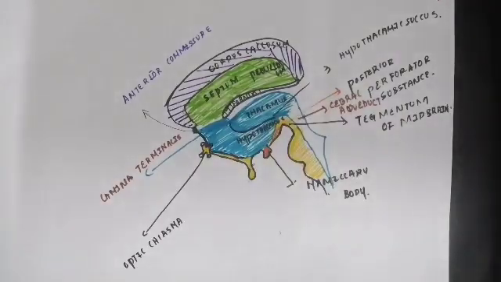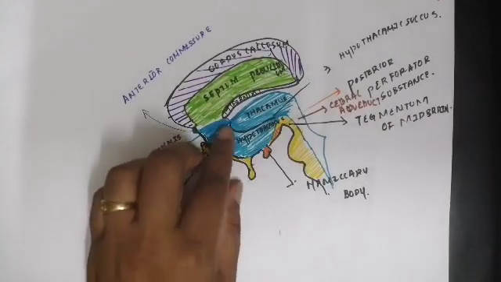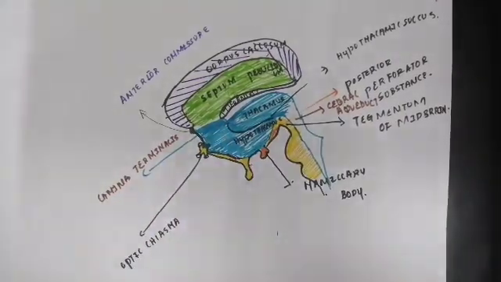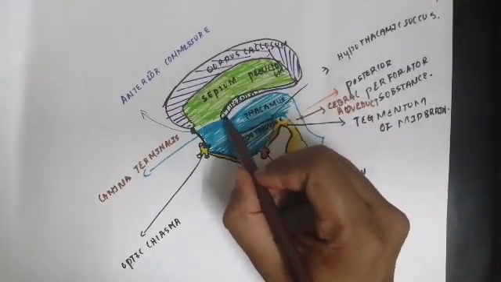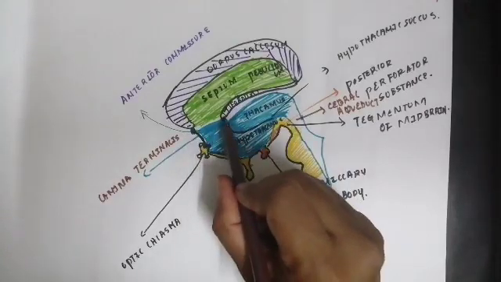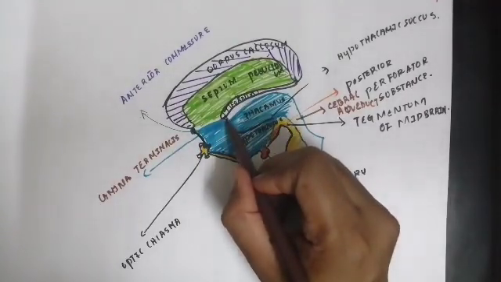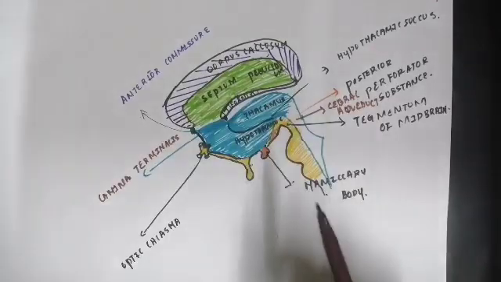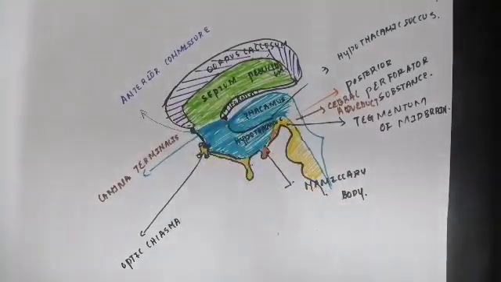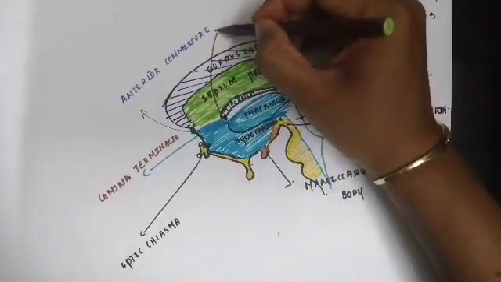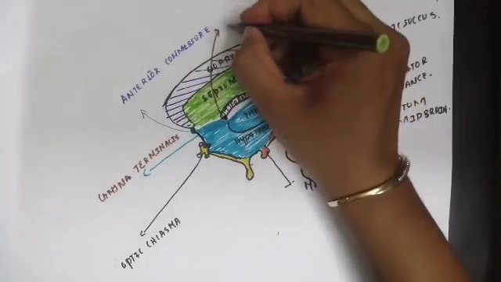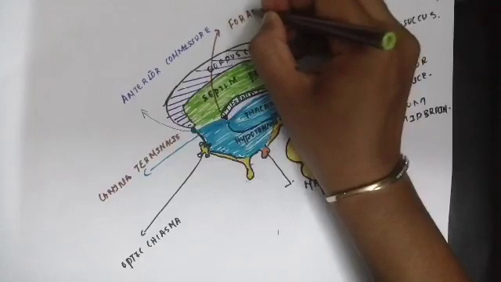Now you can see there is a communication between the third ventricle and the lateral ventricle. That communication is present here between the fornix and the hypothalamic sulcus. So this one is the communication between the third ventricle and the lateral ventricle. That communication is also known as the interventricular foramen, or it is also called the foramen of Monro.